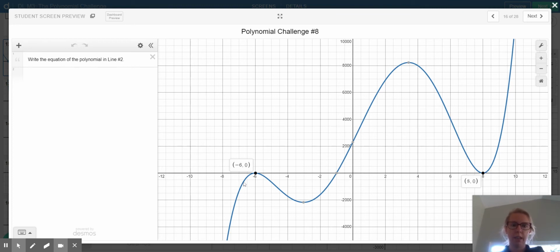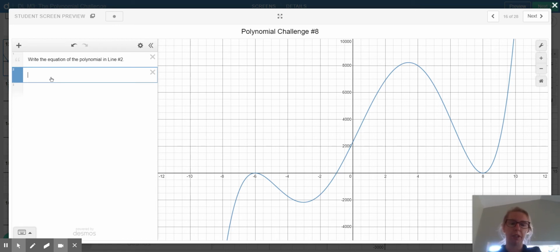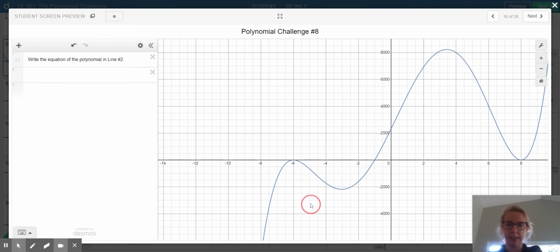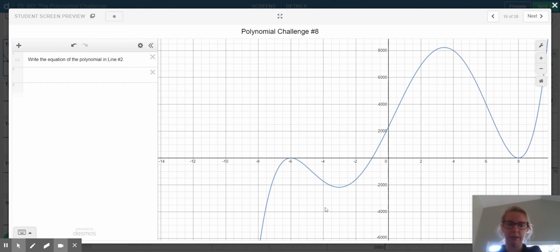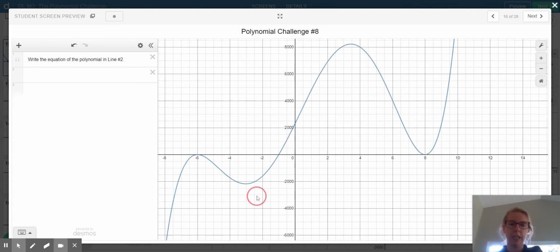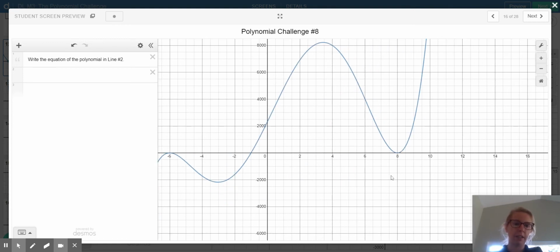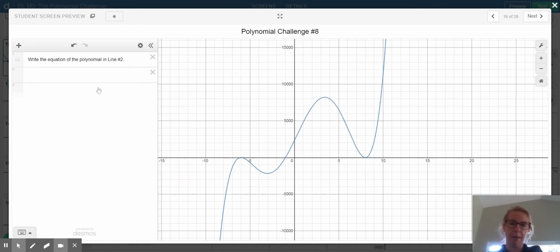So this has 1, 2, 3 roots that I can see, but notice 2 of them are double roots. So this is actually a degree 5 polynomial. So we're going to have 5 different roots, but 2 of them are doubled up, so that makes our lives a little easier. It looks like we're starting low. So as x goes toward negative infinity on this side of the axis, y is also going toward negative infinity. And on this side, as x goes toward positive infinity, y also goes toward positive infinity. So this is a positive degree, so we don't need to worry about our a value there, just positive.